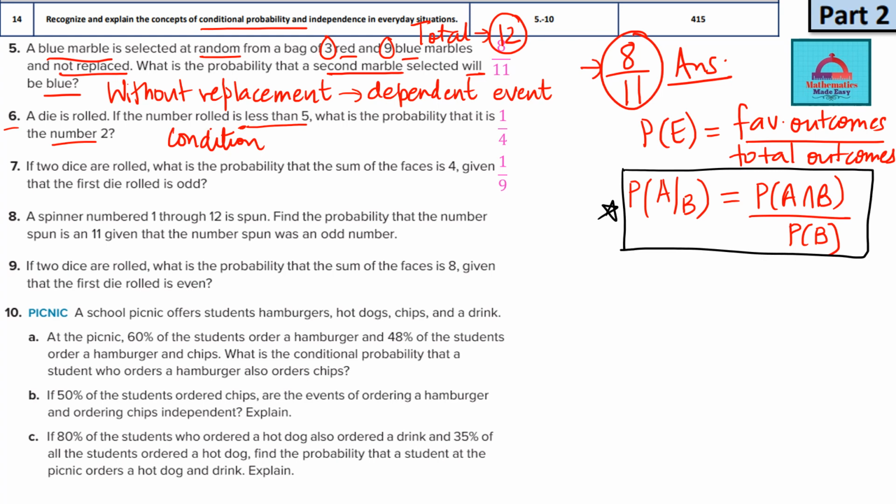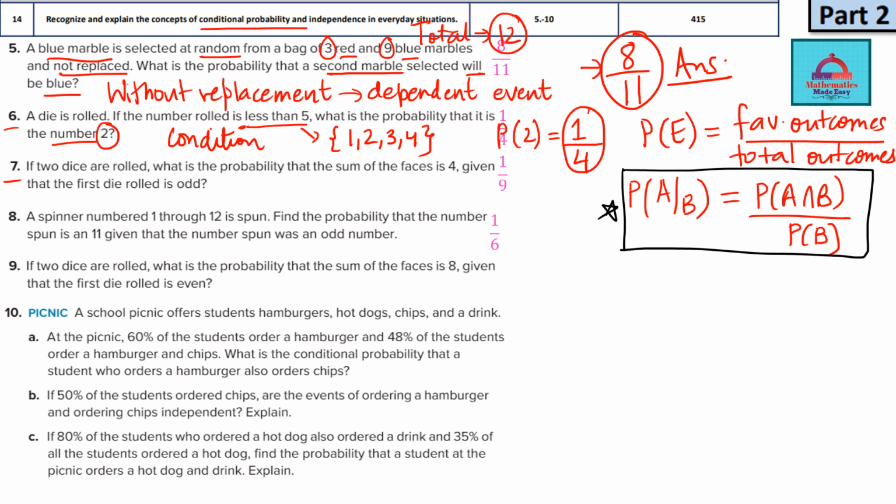So let's find the options. What are the options that the number rolled is less than 5? Definitely the options are 1, 2, 3 and 4. There are only 4 outcomes out of a total of 6 options. Now, out of these 4, what is the probability that the number is a 2? That means out of these 4 options, you are only selecting one option. So what is going to be the probability of getting 2? It is going to be one option out of these 4 options. So definitely the answer for this question is 1 over 4.